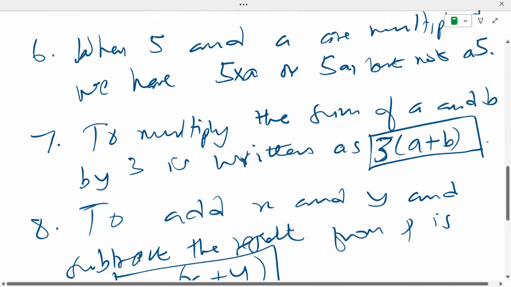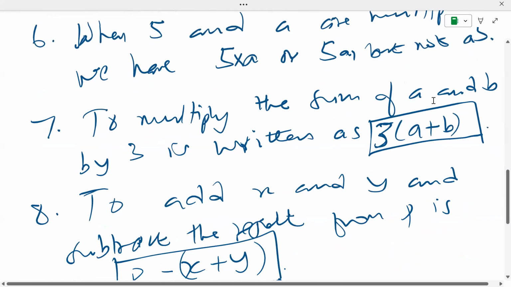7. Now, to multiply the sum of a and b by 3 is written as follows. First you find the sum of a and b, and that is a plus b, and that is seen as one number. Then you multiply the result by 3. So you enclose them in a bracket, and then multiply by 3. So to multiply the sum of a and b by 3 is written as 3 into brackets, a plus b, brackets closed. The whole of this sentence up to this point has been captured succinctly in this form.